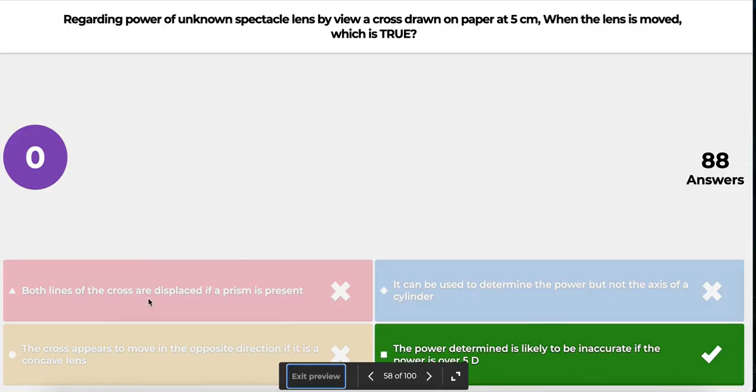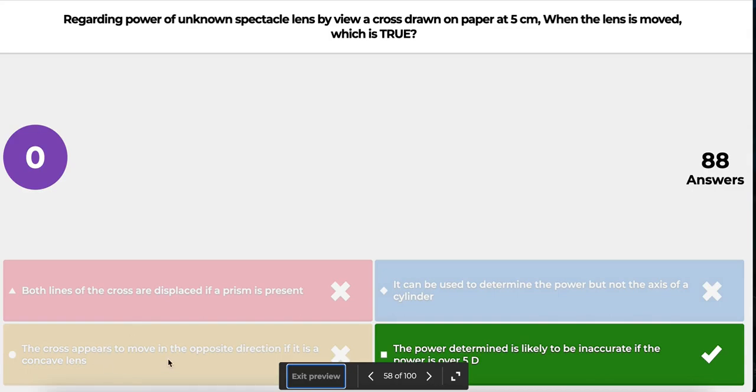Both lines of the cross are displaced if a prism is present. No, only a single line will be displaced. It can be used to determine the power but not the axis of the cylinder. I used to think that this is right, but when I thought about it, it is the wrong answer, as the cylinder can still be used to know the axis if we place the cylinder over the lines and no distortion happens. This means that the cross is aligned with the axis of the astigmatism.